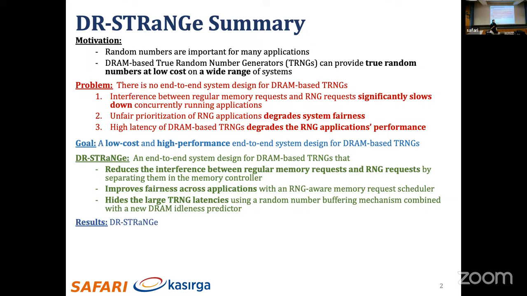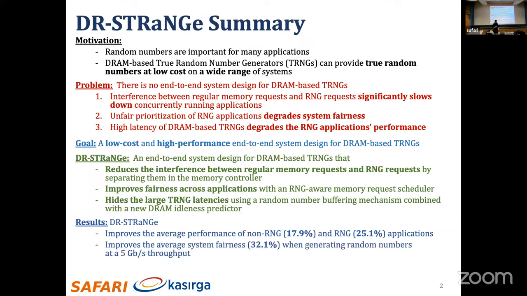Based on our evaluations, we show that Dr. Strange improves the system performance for non-RNG applications by 17.9% and for RNG applications by 25%. It also improves average system fairness by 32% when generating random numbers at a 5 gigabits per second throughput. And it reduces the average energy consumption by 21%.